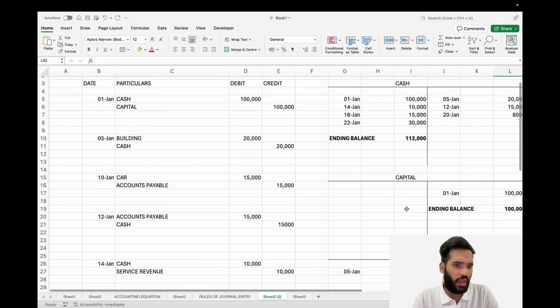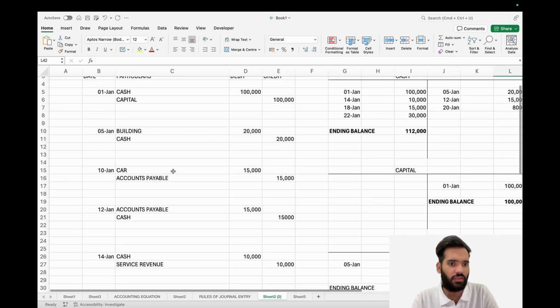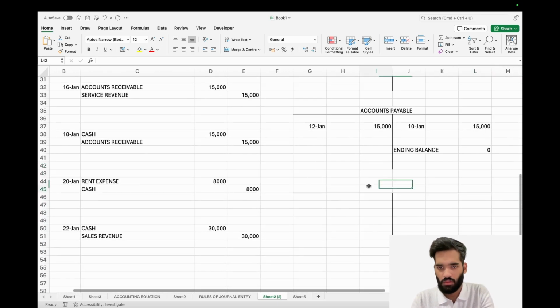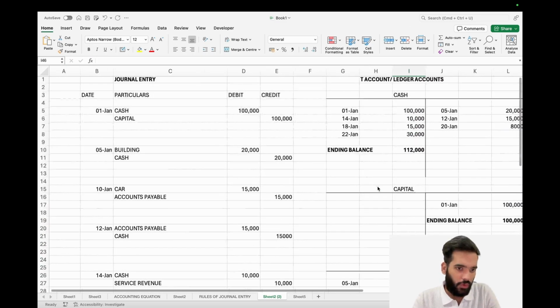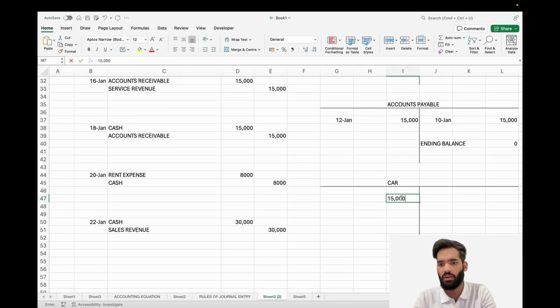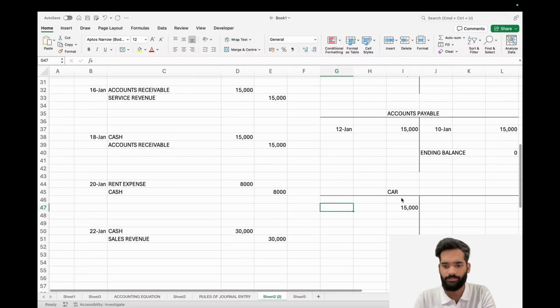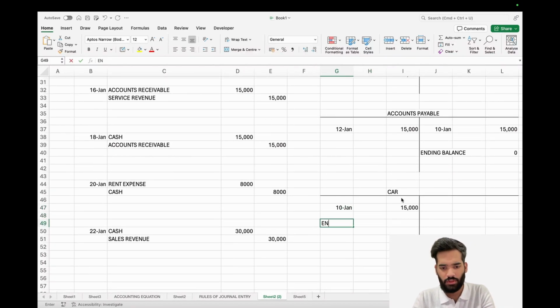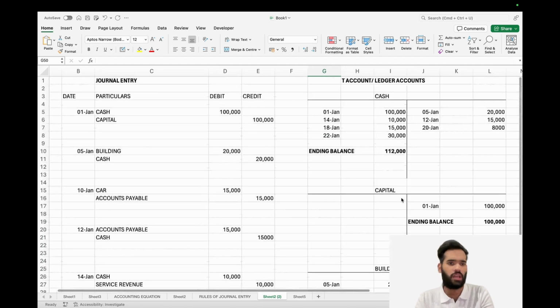After accounts payable, we have a service revenue account, I guess. Oh, I think we did not do the car account. Oh, sorry, let's do the car account. Okay, my mistake. So for car, it's just 15,000 debit, and I guess that's all. So 15,000 on the debit side, and it was which date? 10th of January. So very simple, we just keep going with the same approach, and you should not have any problems with these T accounts.